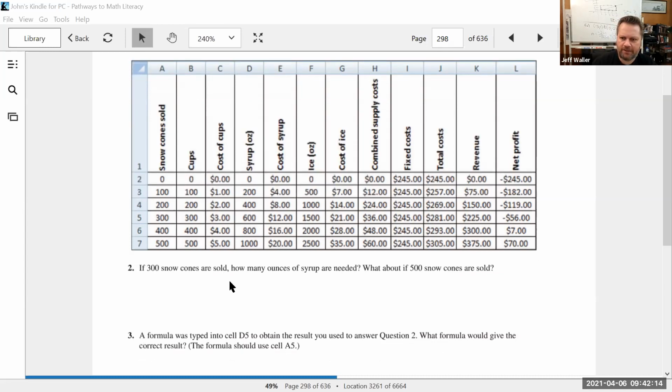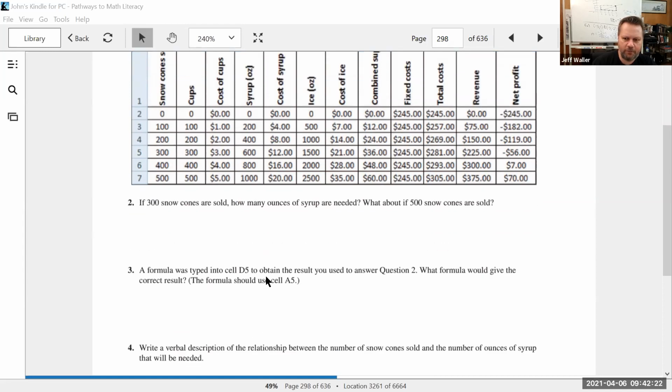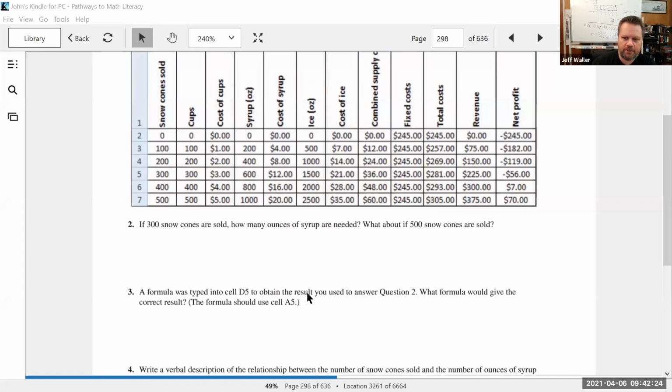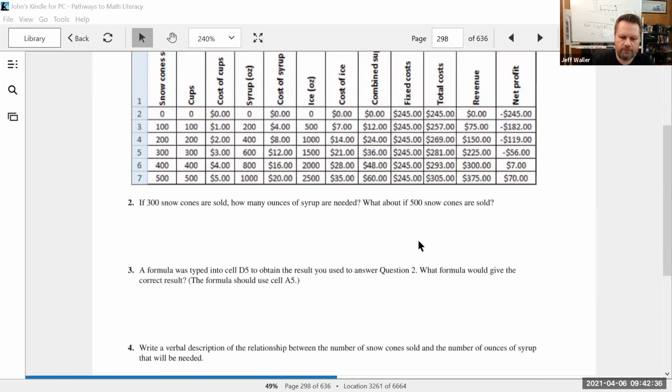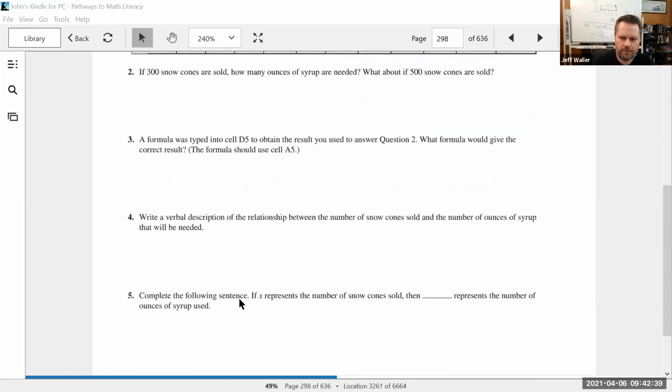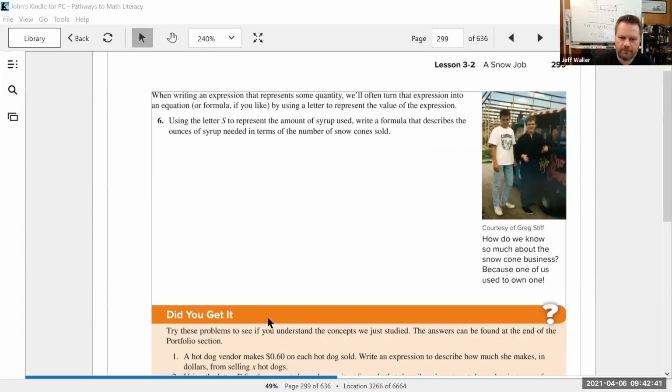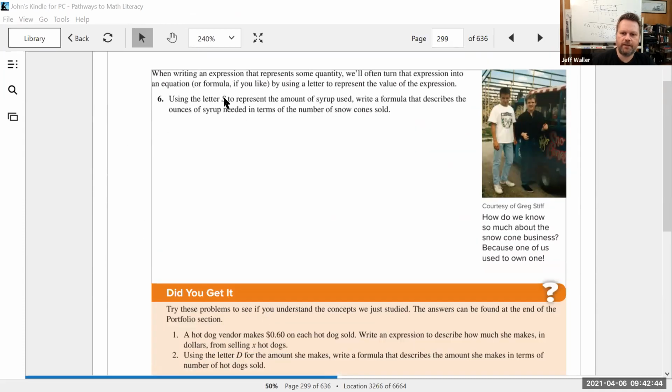Number 3, we basically did what number 3 is saying. They're saying it in really weird ways, but they really just wanted that equation. D5 is the amount of syrup. So how do I figure out how much syrup given the number of cones? S equals 2C. We figured that out. That's what number 3 wants. I don't care about number 4 or number 5. Oh, see, they use the letter S. Isn't that crazy? It took them forever just to get to that. S equals 2C.